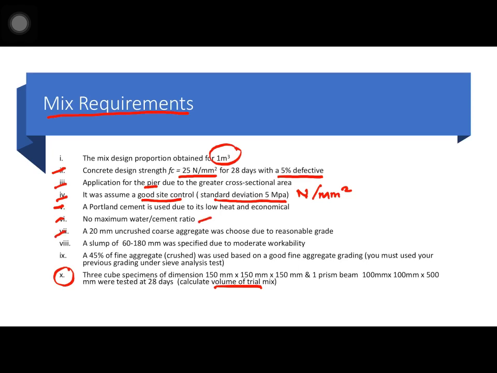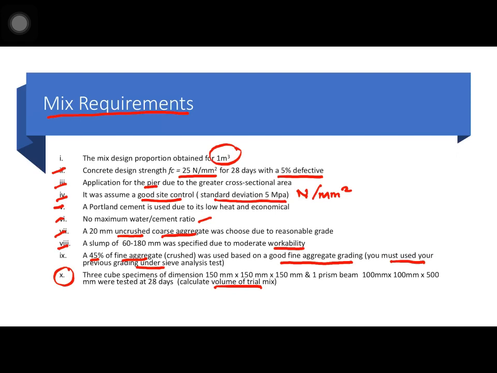And then also another info, we use a 20 mm uncrushed coarse aggregate, chosen for reasonable grade. And then a slump of 60 to 180 mm was specified due to the moderate workability. And then 45% of fine aggregate crush was used based on good fine aggregate grading. So for this test, you must use your previous grading under sieve analysis test.